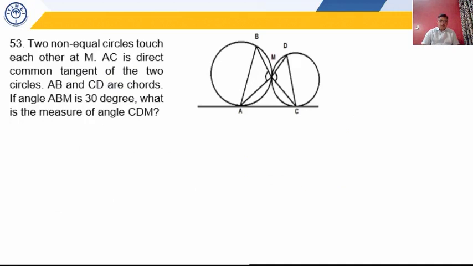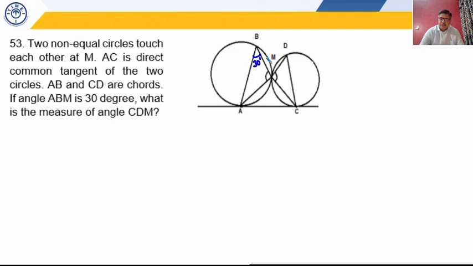Now, two non-equal circles touch each other at point M. So these two circles are of some radius, not equal, which is given non-equal circles. AC is direct common tangent of these two circles. So point A and point C are the point of contact. AB and CD are chords. If angle ABM is 30 degree, so let us start from here. ABM. Can I say this angle is 30 degree?